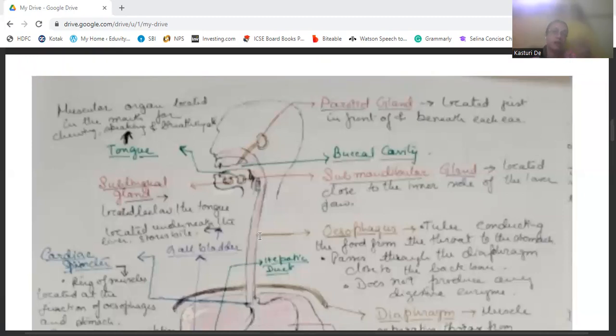In the esophagus, we have the peristaltic movement. After mixing with the saliva, the food is turned into a ball-like substance known as bolus. When it passes into the esophagus, there is a movement which pushes the food through the esophagus into the stomach, and that is known as peristalsis.